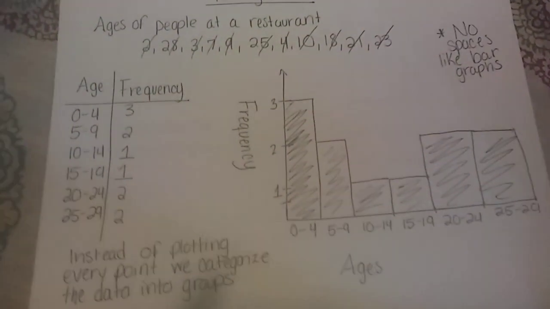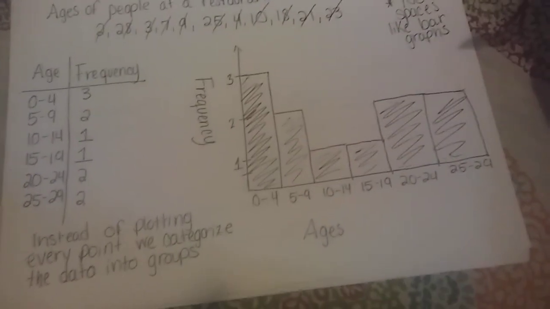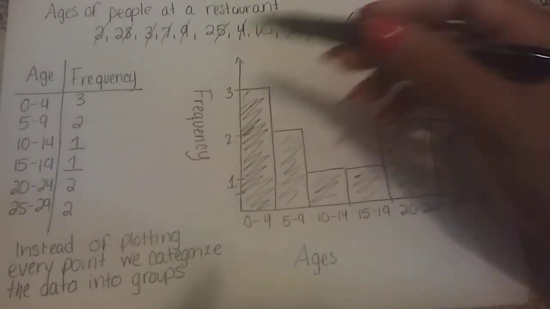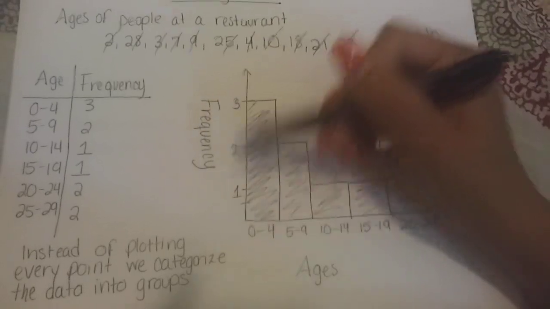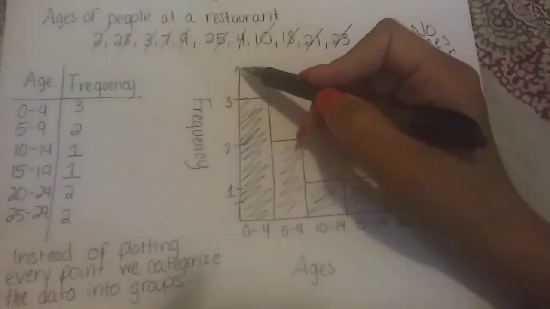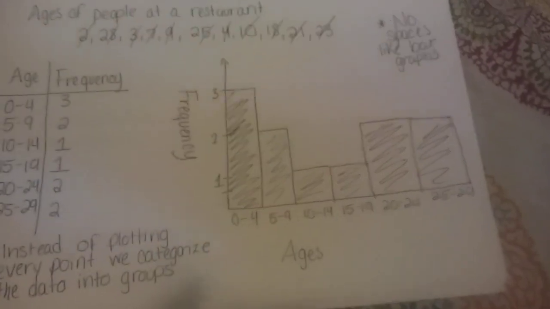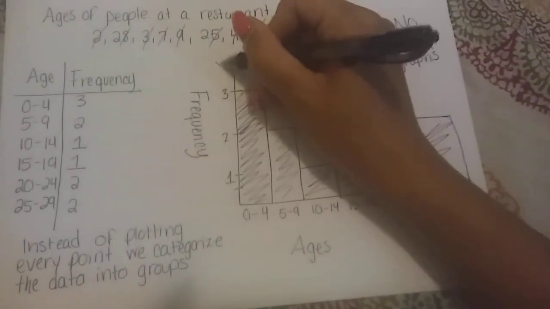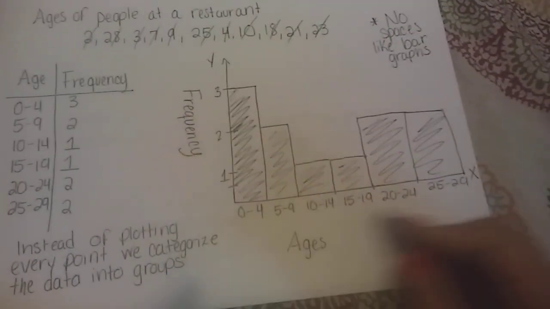We did our frequency chart, and we're now going to go ahead and change that into a histogram. Your frequency is always going to be going from top to bottom. I'm sorry, that's bottom. Your frequency is going to be on your y-axis, and your data is going to be on your x-axis, okay?